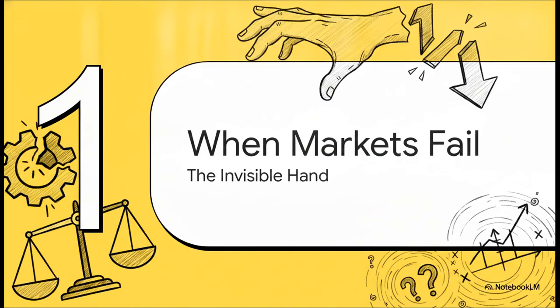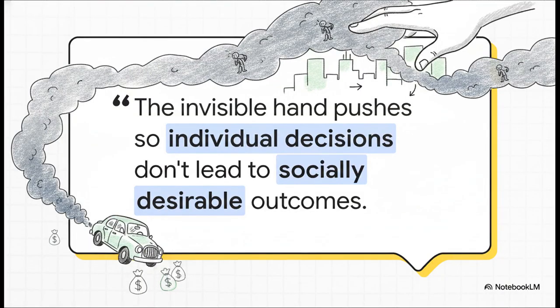Moving right along to Section 1, when markets fail. The core idea here is that sometimes buyers and sellers acting entirely in their own best interests accidentally create just terrible outcomes for everyone else. When a market is firing on all cylinders, prices perfectly reflect the true value and cost of things. But when our individual choices, like, say, driving a massive gas-guzzling car just to save a few minutes on a commute, start stacking up, that invisible hand actually pushes things right off a cliff. It ends up creating an outcome that literally nobody asked for.